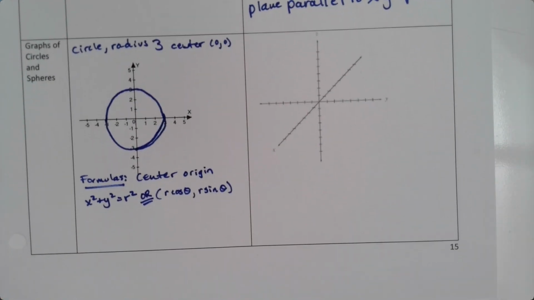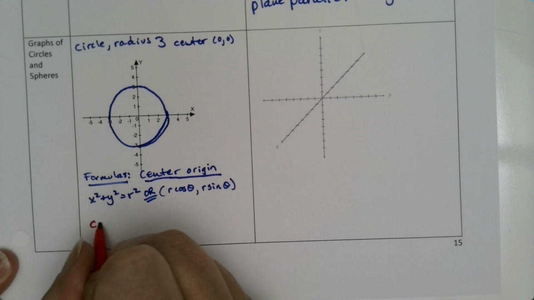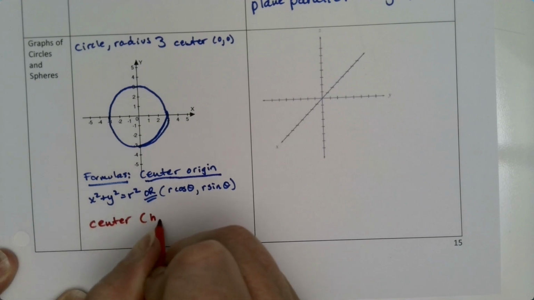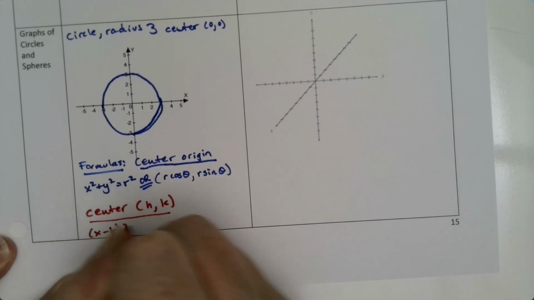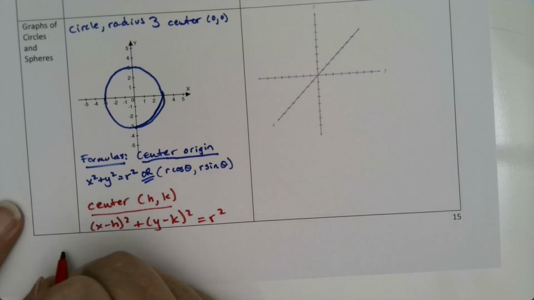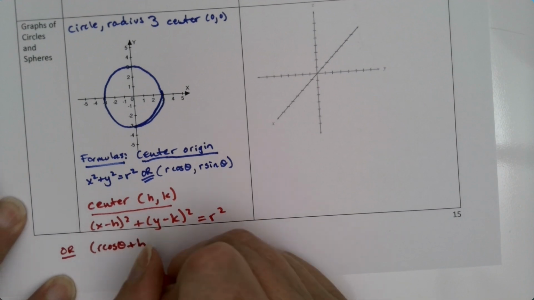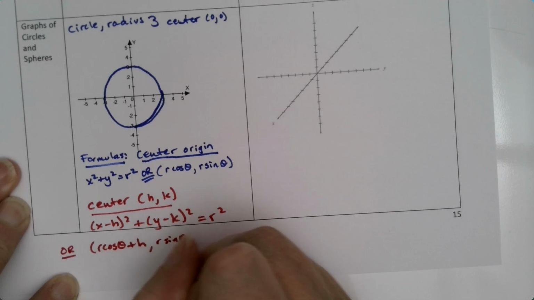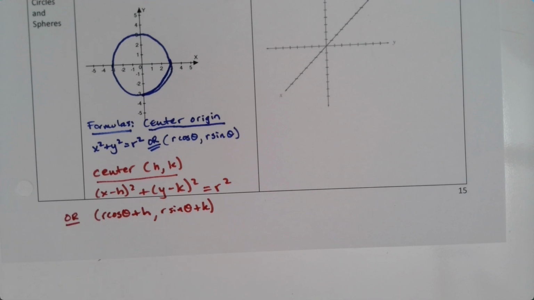Okay, so then what if it's not at the origin? Well, then there are formulas for that as well. So if it's not at the origin, if your center is the point (h, k), then it would be (x minus h) squared plus (y minus k) squared equals r squared, or r cosine theta plus h, r sine theta plus k, in parametric form or polar form.